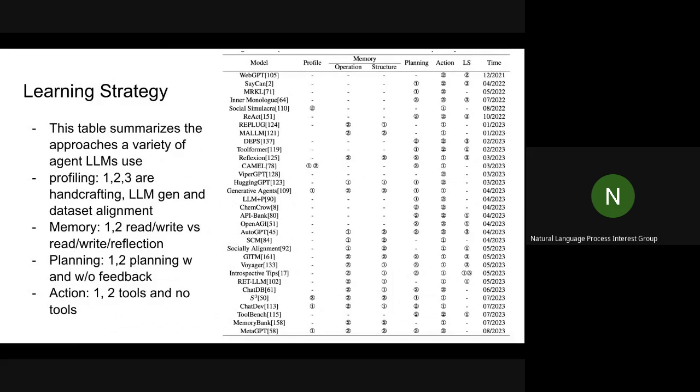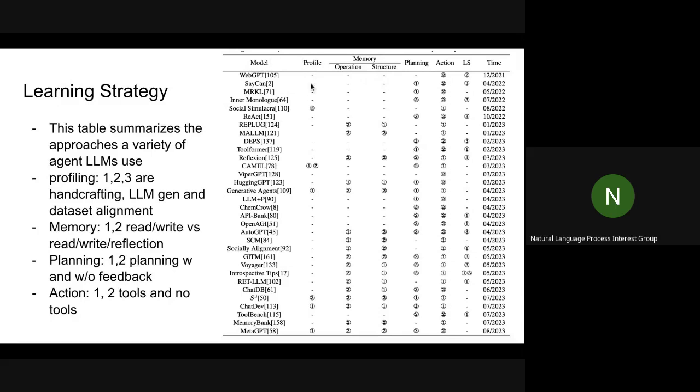And then this was that table that I referenced in the beginning, summarizing the approaches all of these different agent LLMs use, right? So it breaks this up into all the sections we talked about: profile, memory, planning, action, and then LS as learning strategy. And I guess time is like when it came out.